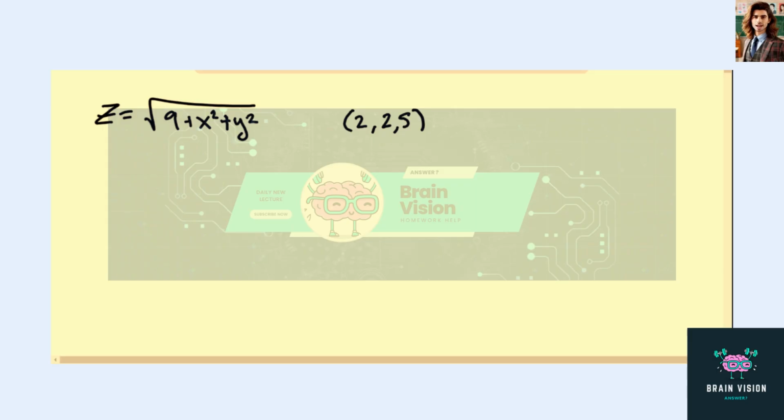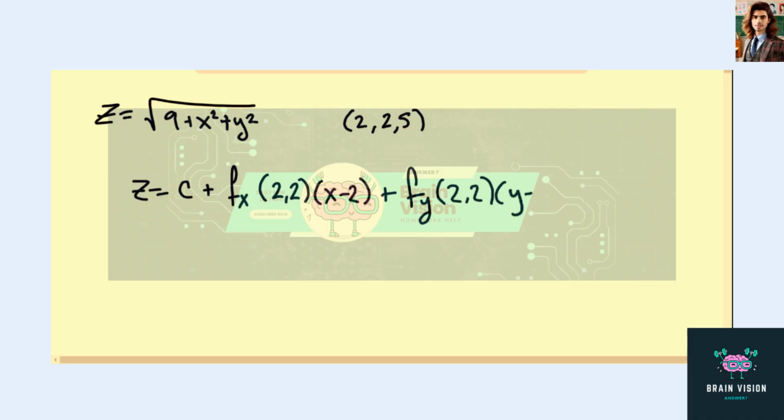To do that, we're going to use the equation of a tangent plane given by the textbook here, which is that z is equal to c plus the partial derivative with respect to x at (2, 2) times x minus 2, plus the partial derivative with respect to y at (2, 2) times y minus 2.